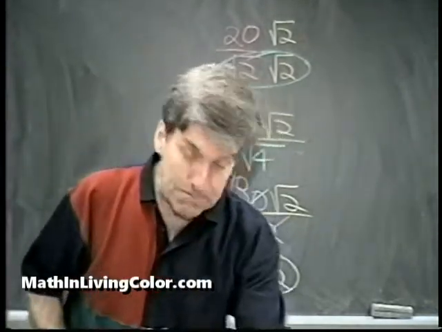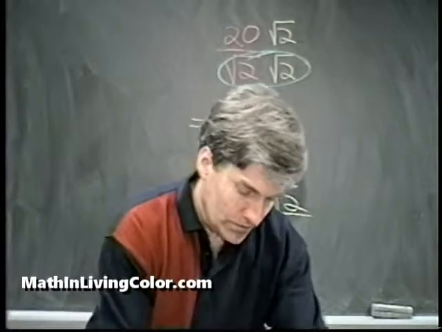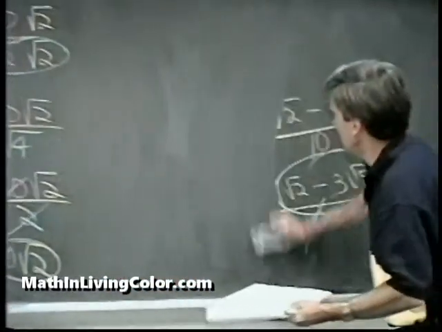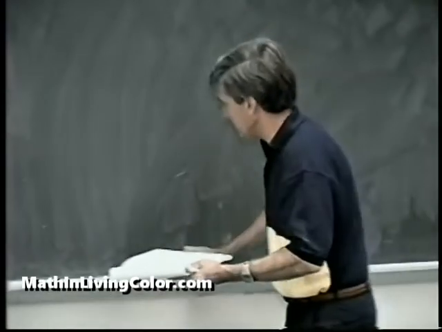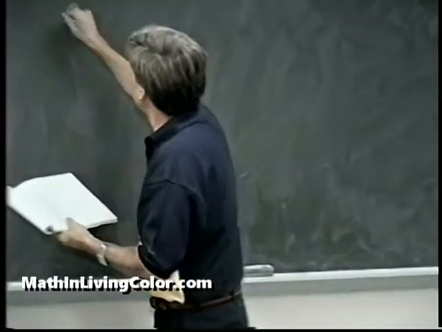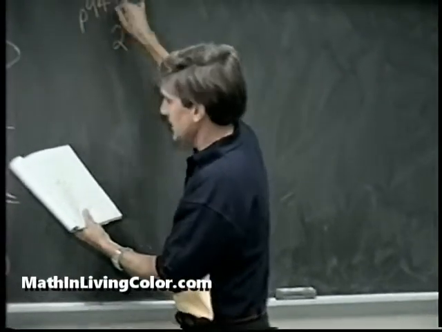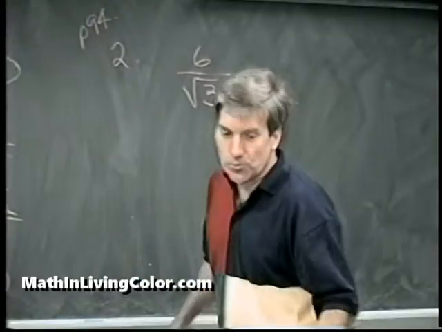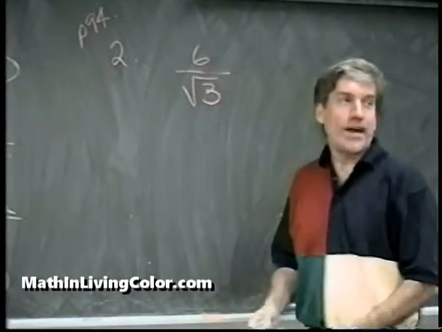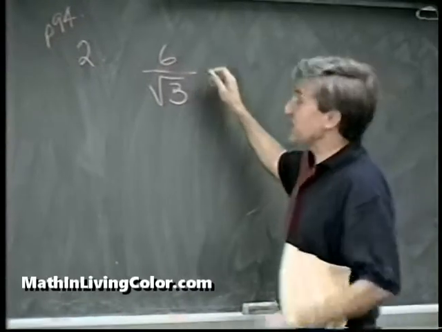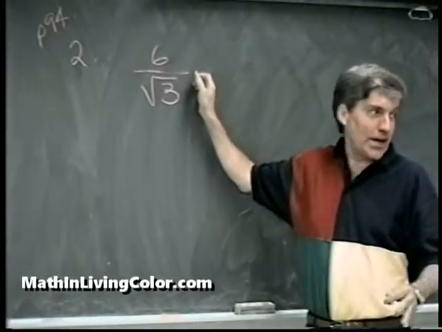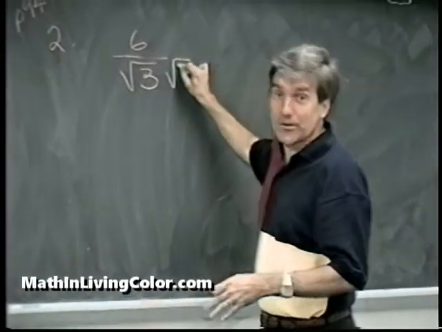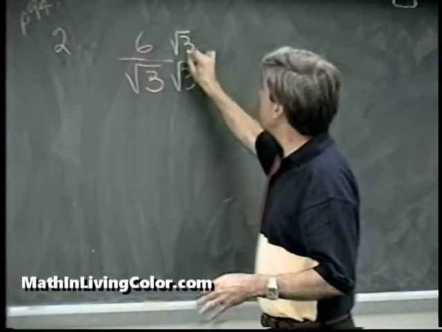Any question on that? All right, look at number 2 on page 94. It says 6 divided by the square root of 3. So what would you need to do to eliminate that radical from the denominator? Now we're not going to eliminate the radical, by the way. We're eliminating it from the denominator. Multiply by radical 3 over radical 3.